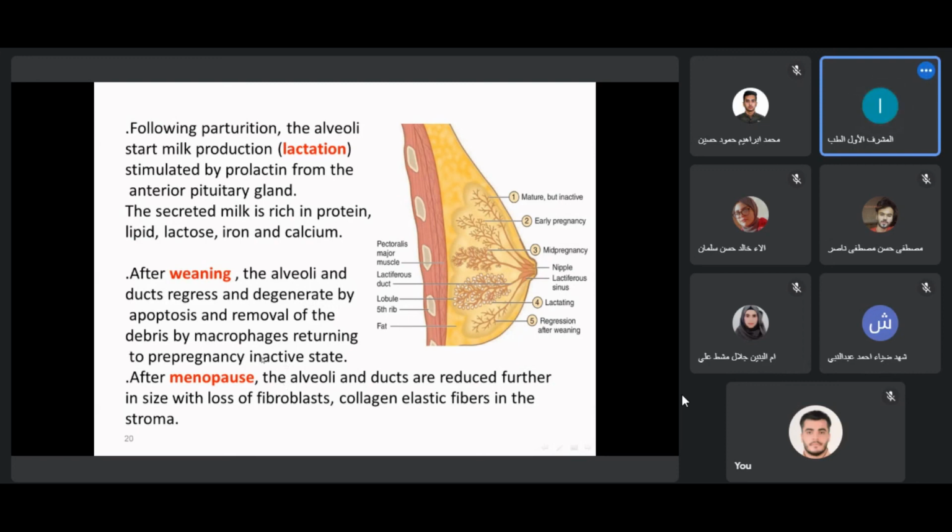After menopause, the alveoli and ducts are also reduced further in size with the breakdown of collagen fibers and the loss of the fibroblasts. Fibroblasts are the cells that are responsible for laying down of fibrous tissue, including the collagen.